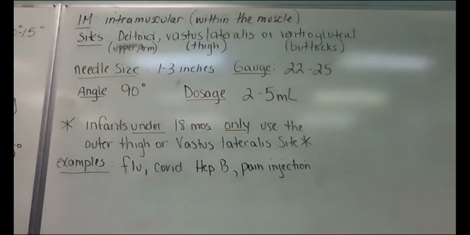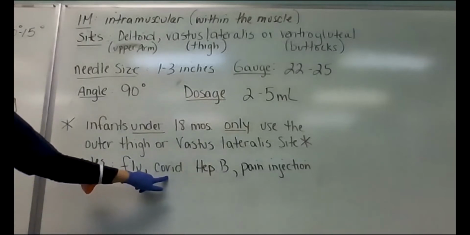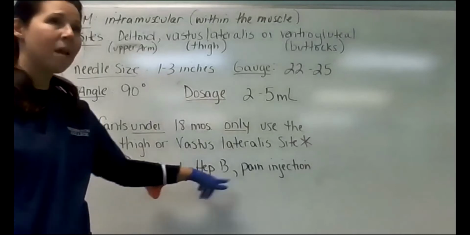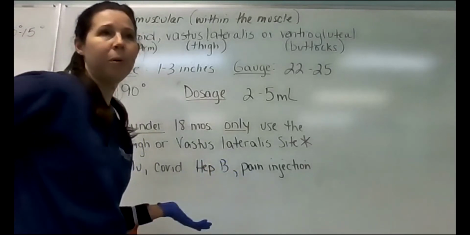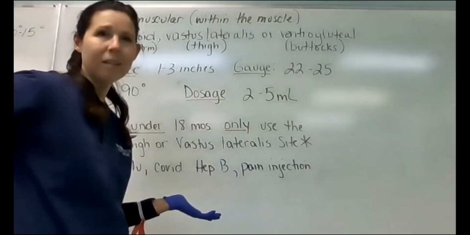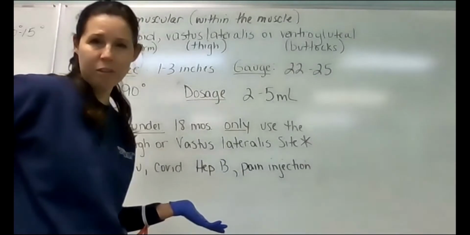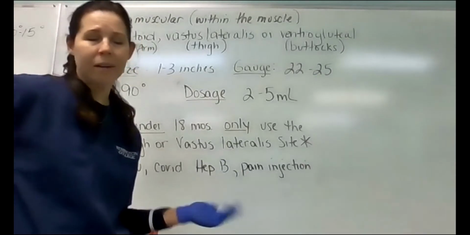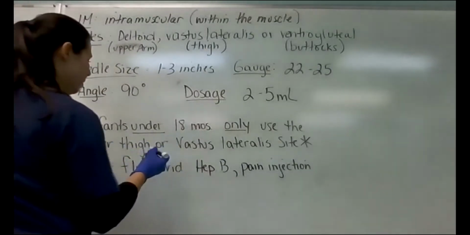Some examples of medications or vaccines that are given this way: the flu vaccine, the COVID vaccine, Hep B, pain medication. So pain medication, even steroids are put into the buttock area. They'll give you a steroid injection that you can give in the back. So I can write that on here too, steroids.